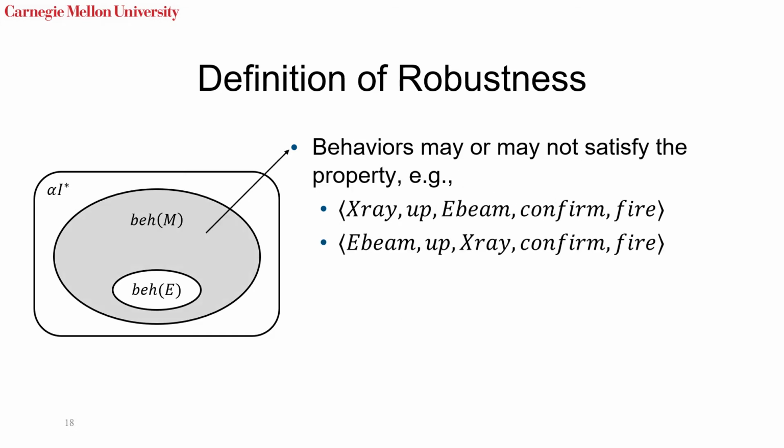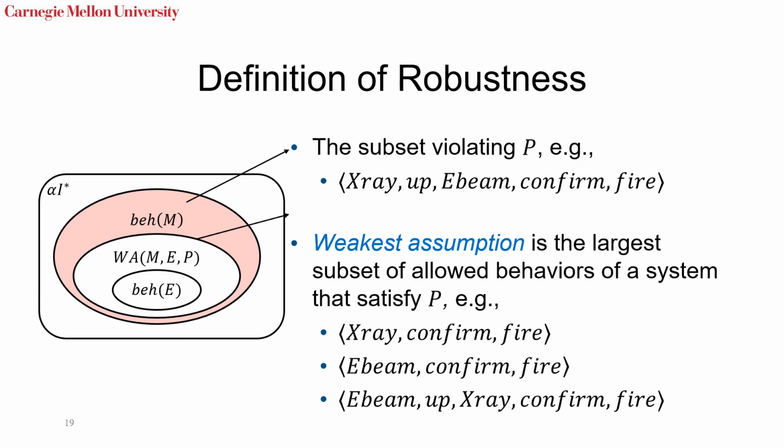Then, the gray area is the subset of behavior that may or may not satisfy the property. Here we have the user chooses X-ray or E-beam mode, but then changes to the other mode and then confirm and fire. We can further break it into two parts. The red area describes the subset that violates the property. As we've discussed, switching from X-ray mode to E-beam mode may cause overdose.